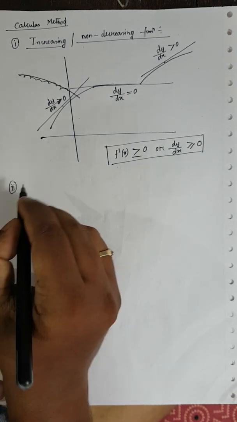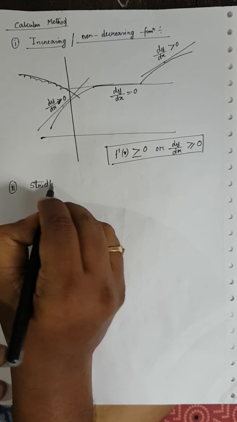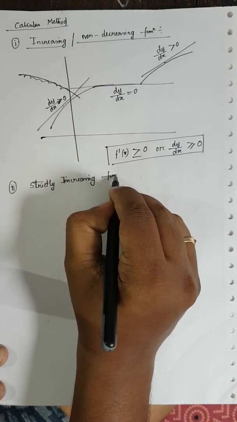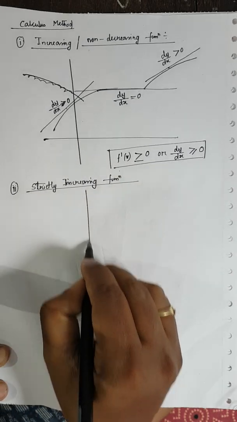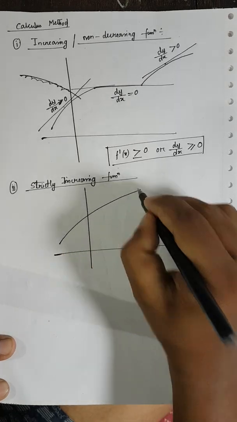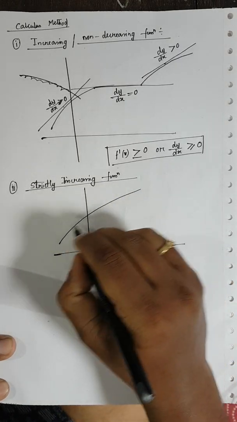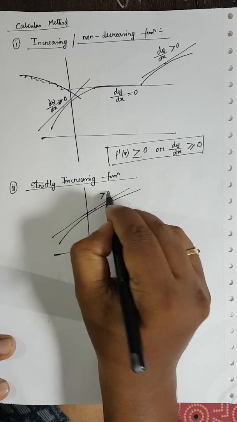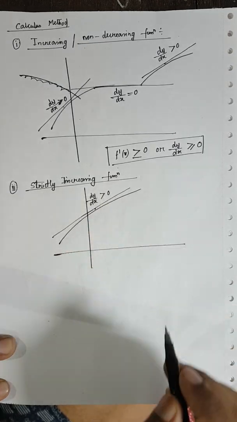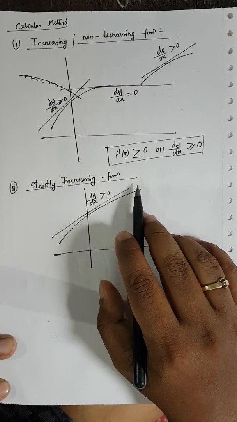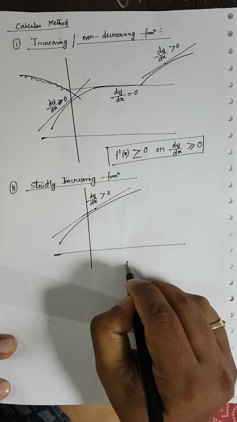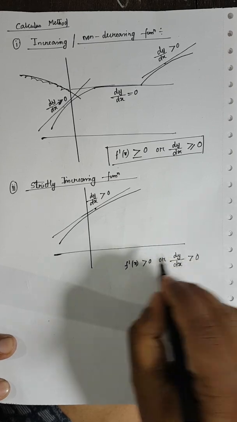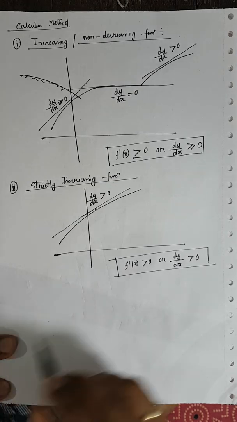Number 2, for strictly increasing function, if you draw the graph, it is like this. At any point on this graph, if I draw a tangent, then it has slope greater than 0. Therefore, dy by dx is greater than 0. At any point on this graph, the tangent will have a slope greater than 0. Therefore, you can say that f dash x is greater than 0 or dy by dx is greater than 0. This is for a strictly increasing function.